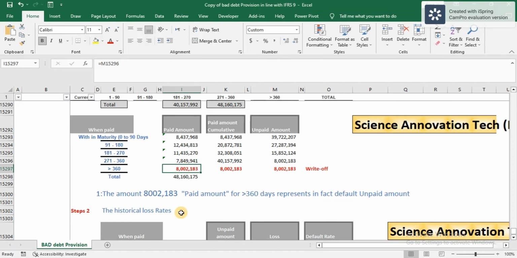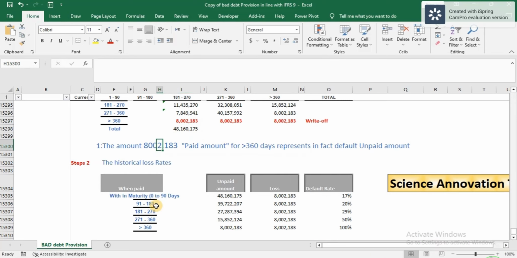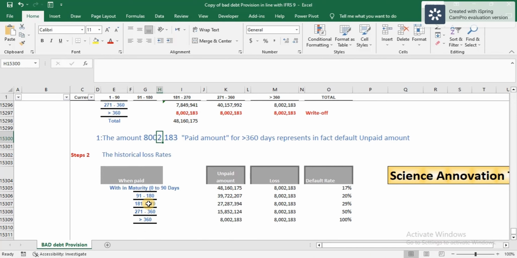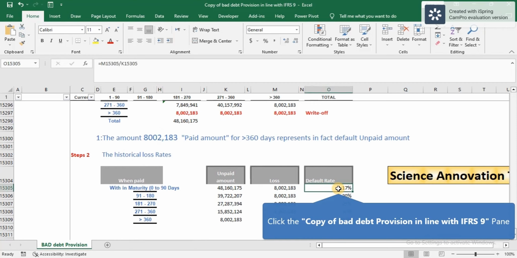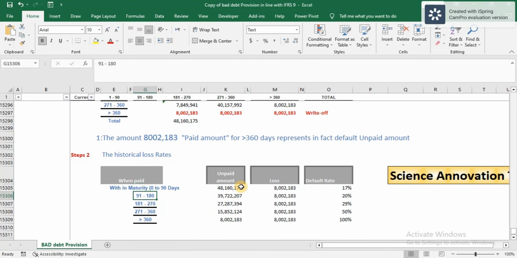So the 800 2000s are the receivable which are more than 360 days, actually for more than a year. We consider these are the default amounts. So on the basis of this default amount, now we are going to calculate our historical default rate for each of these buckets from the current collections period.